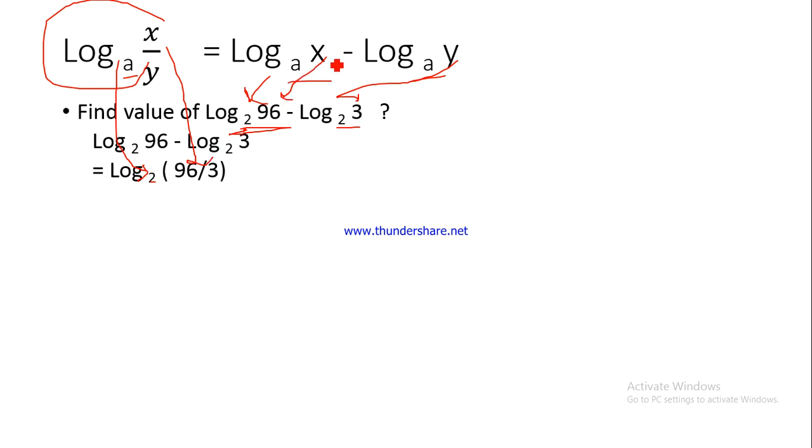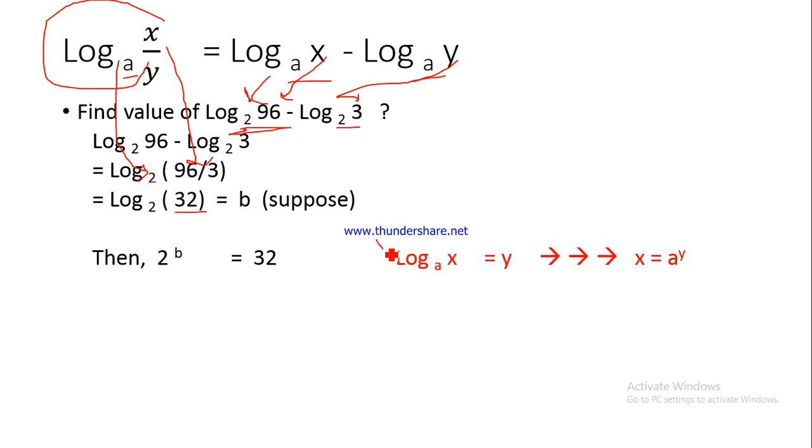So now, since this was a negative sign here, I have converted it into this particular form here. So now I've got log 2 base 96 by 3. When I divide this, it becomes log 2 base 32. And we are supposing it to be b so that we can further carry out our calculations.